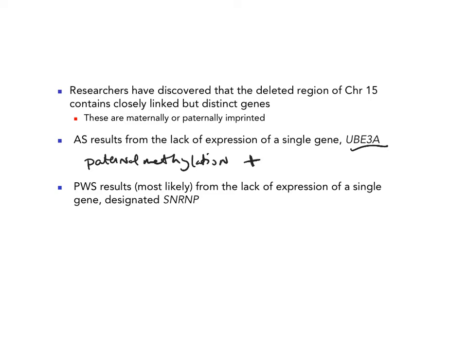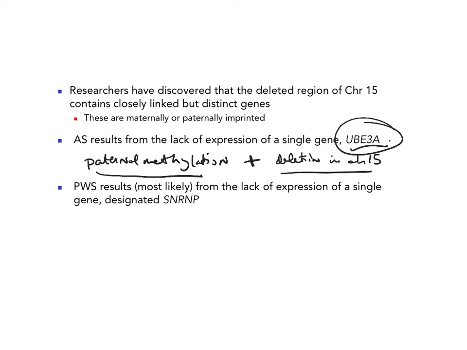However, what has to happen also is that there is a deletion in chromosome 15 inherited from the mother, okay? And that deletion has to be in the region where UBE3A is, where that gene is. So the result is you only inherit one copy of UBE3A. If you get it from your father, it's effectively not there because it's methylated and it will not be expressed.